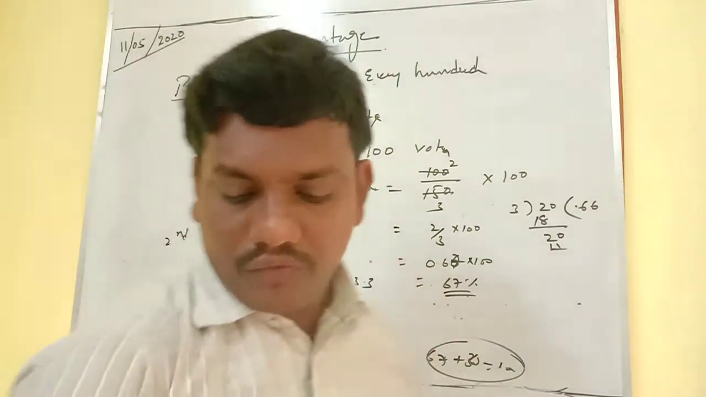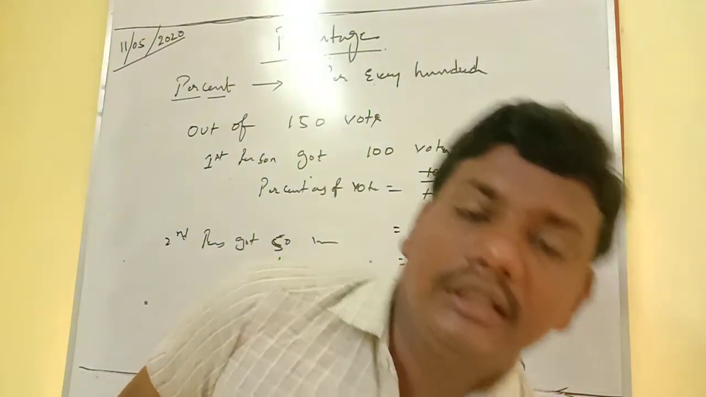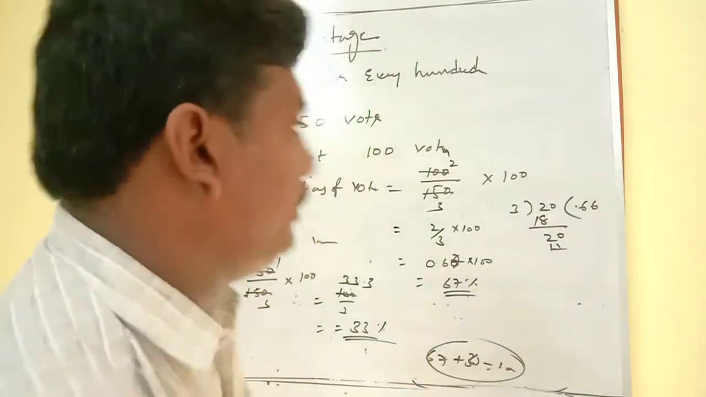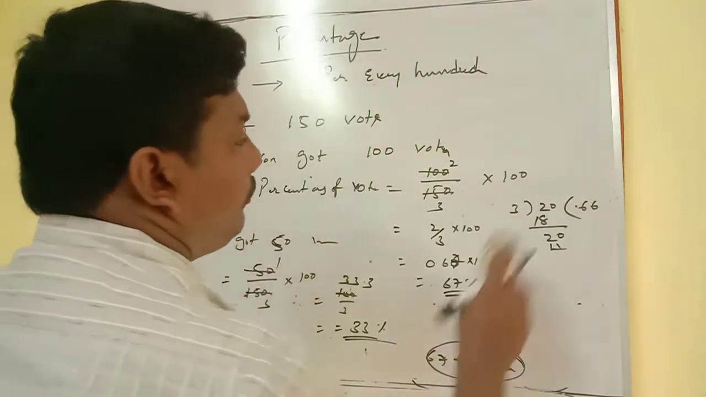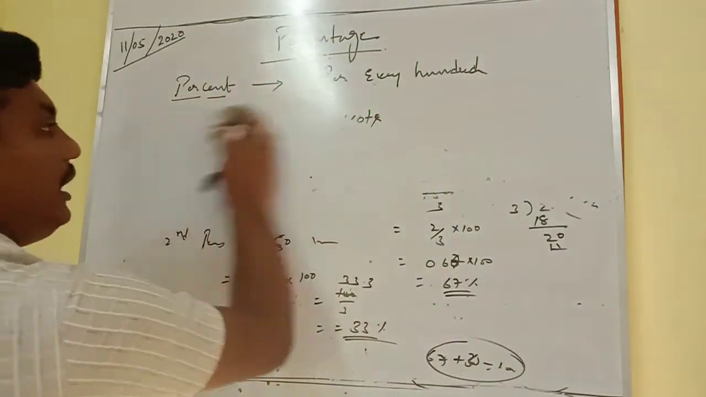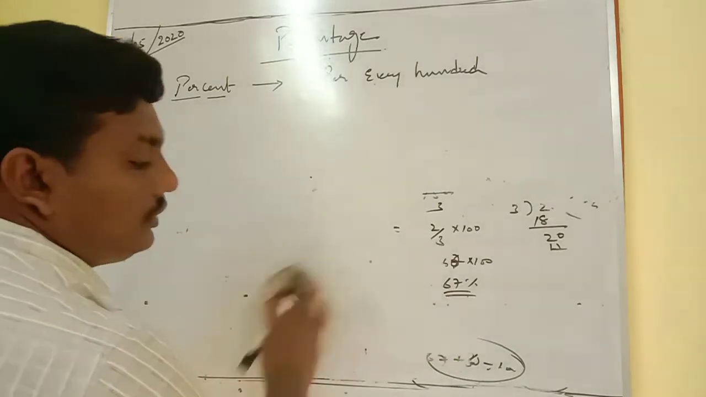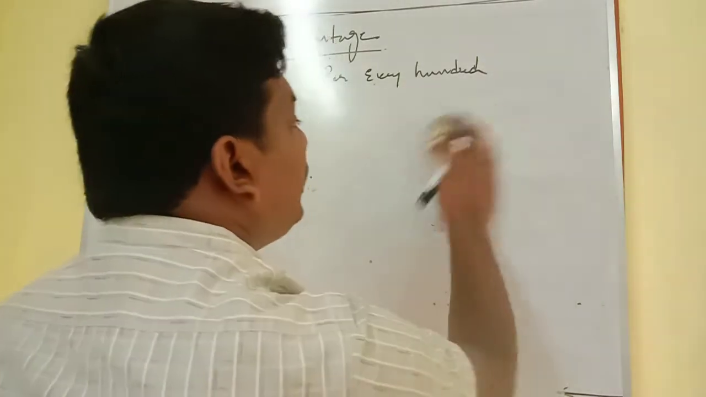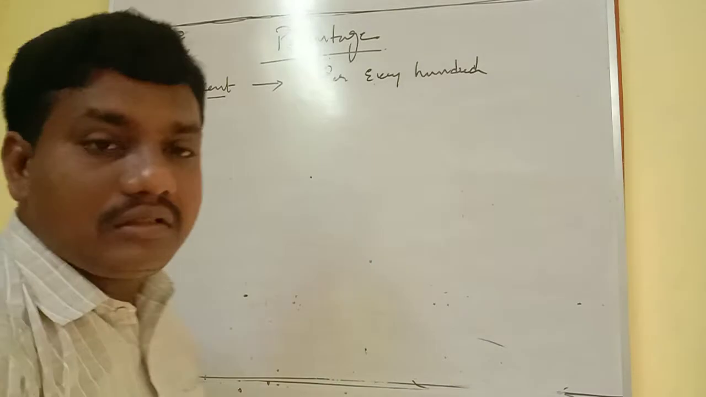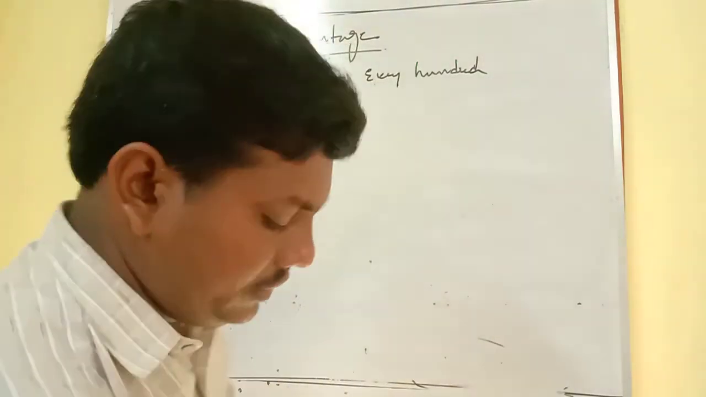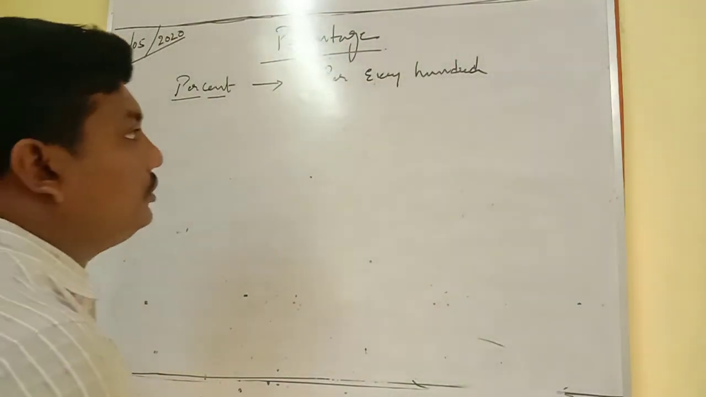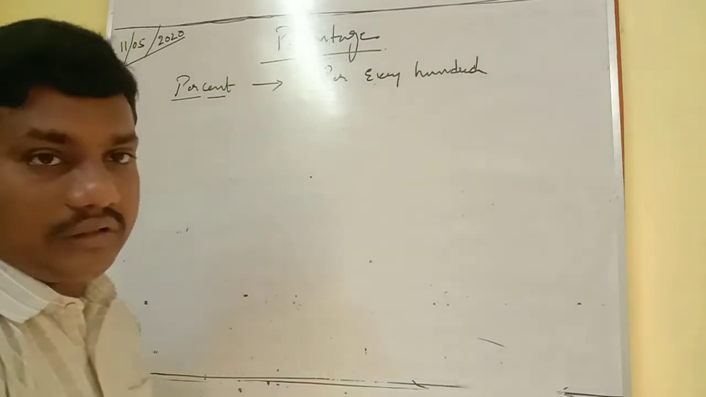So finally, percentage is nothing but per every 100. That means the fraction always has the denominator 100. So percent means the denominator must be 100. That is called percentage.